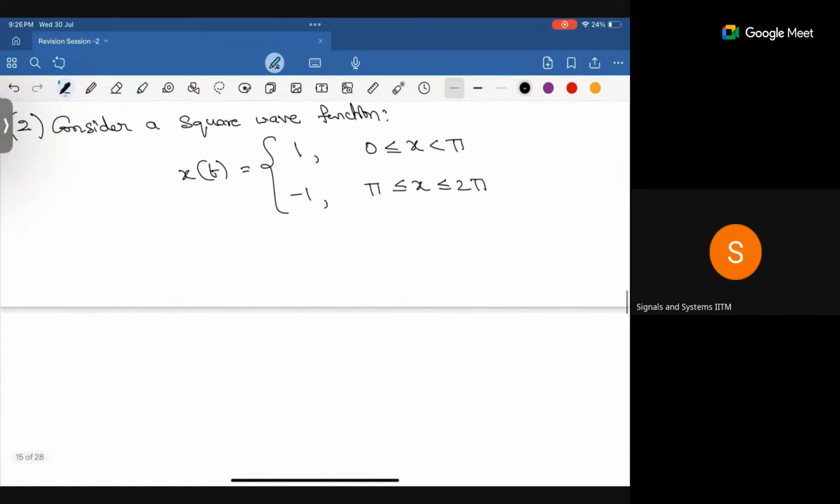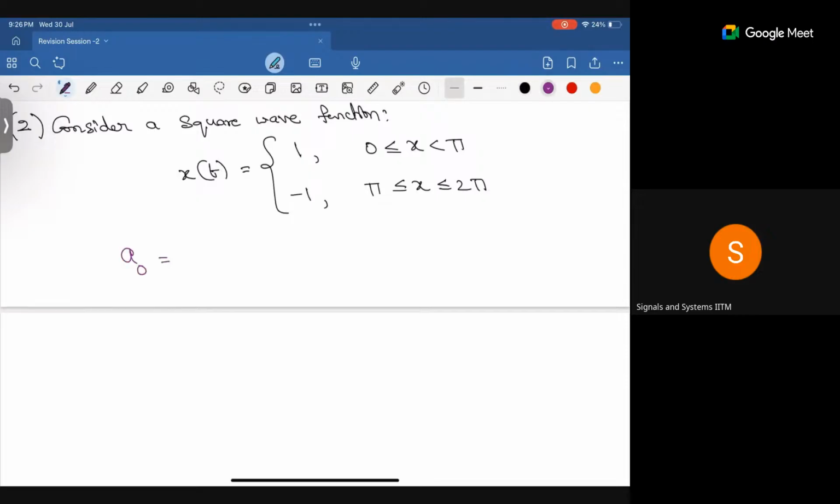Okay, so consider this square wave x of t, and you can clearly see it's periodic, it's a square wave. So x of t is 1 in the interval 0 to pi and minus 1 in the interval pi to 2 pi. Yes, DC component means A0, correct. So A0 is the DC component. Okay, so now let's compute the Fourier series coefficients.